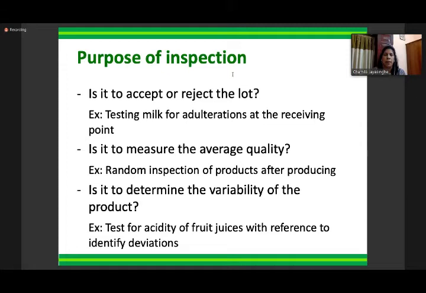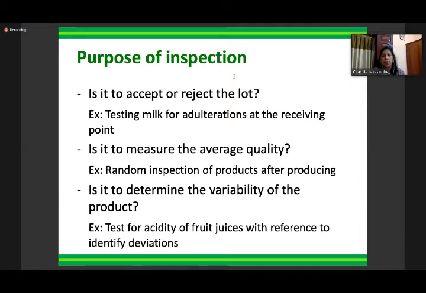Especially in the food industry, or sometimes in the laboratory situation, for your research project, we are not going to check for accept or reject. We want to collect the information to reach a conclusion. We need our data. But in the case of the food industry, we have to decide why we are going to do this analysis. As I mentioned, is it to accept or reject the lot, right?